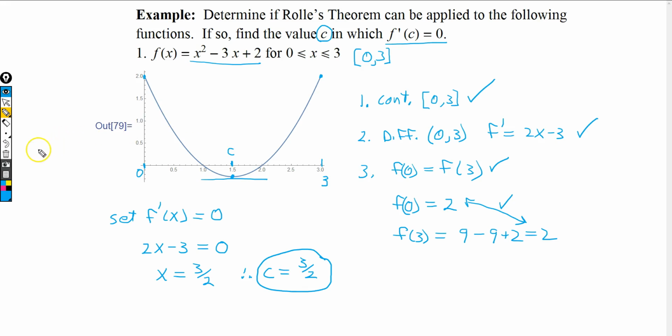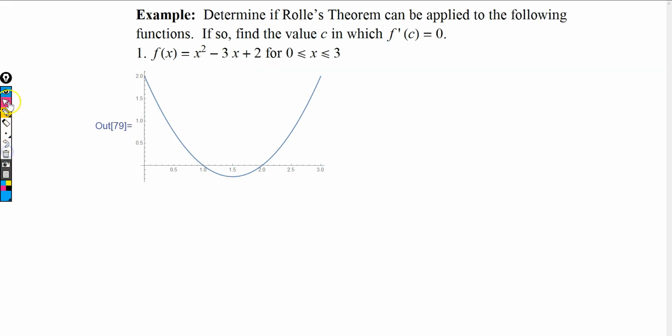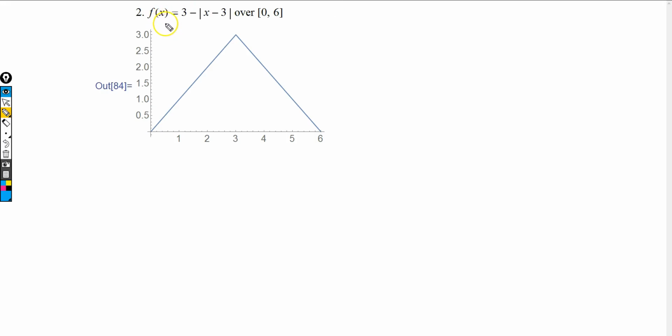Now let's look at this example. Now let's see if we can apply Rolle's theorem to this function. F of x equals 3 minus the absolute value of x minus 3 over the interval from 0 to 6.